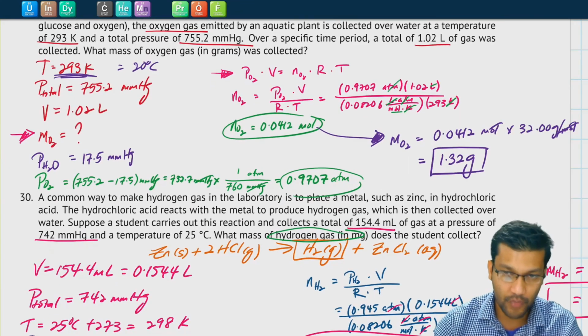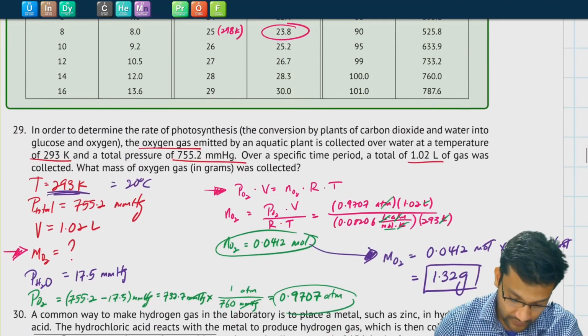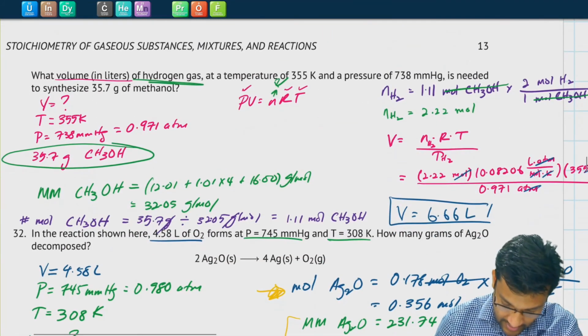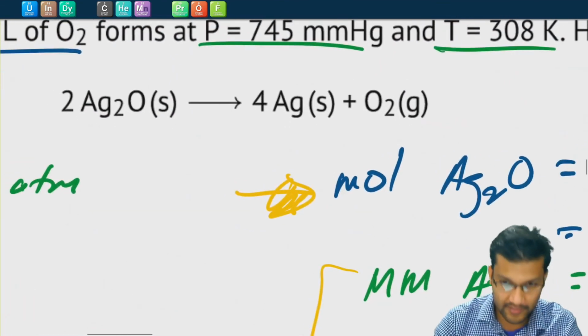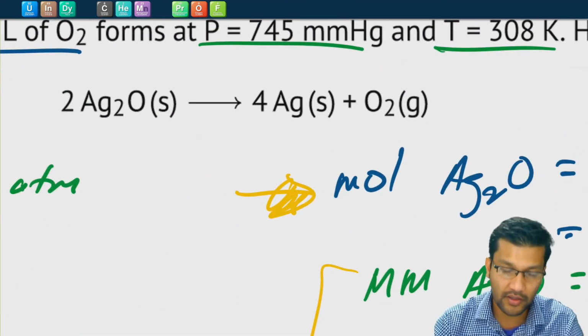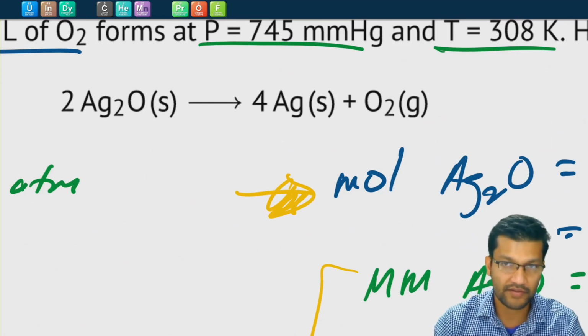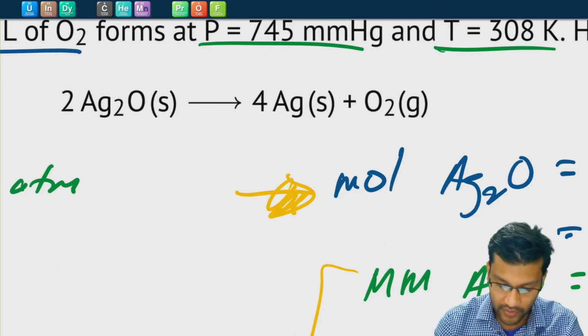Find the number of moles of your known compound, use that and the mole ratio from your balanced chemical equation to find the number of moles of your unknown compound, and then use that number of moles to find whatever property they're asking for.